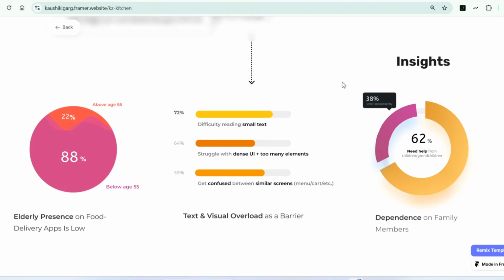Also from the articles I got to know that they were having issues in ordering due to the text size, the dense UI and the cluttered UI. They also felt that a few screens are very similar and they don't know how to navigate, what to order and how to get to the next step. From the desk research I also got to know that 62% of the elderly population needed help from their children, grandchildren or anyone in their family or friends to order rather than ordering independently. That was a huge pain point that I found.